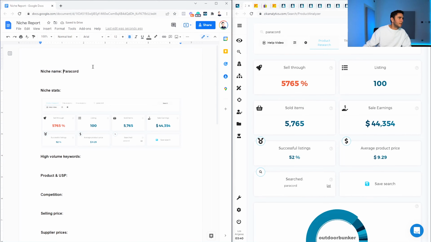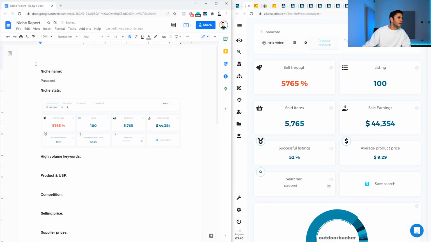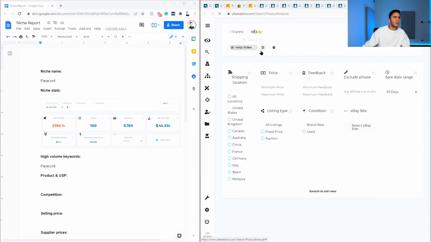Now I have the, let's remove the bold so it looks a bit nicer. So I have the niche name, I have the niche stats. Now I put here the niche high volume keywords of the niche. So it's paracord, we already know. We made another test here to see the parachute cord. Parachute cord also get a lot of traffic, right? Also got a lot of traffic, parachute cord.